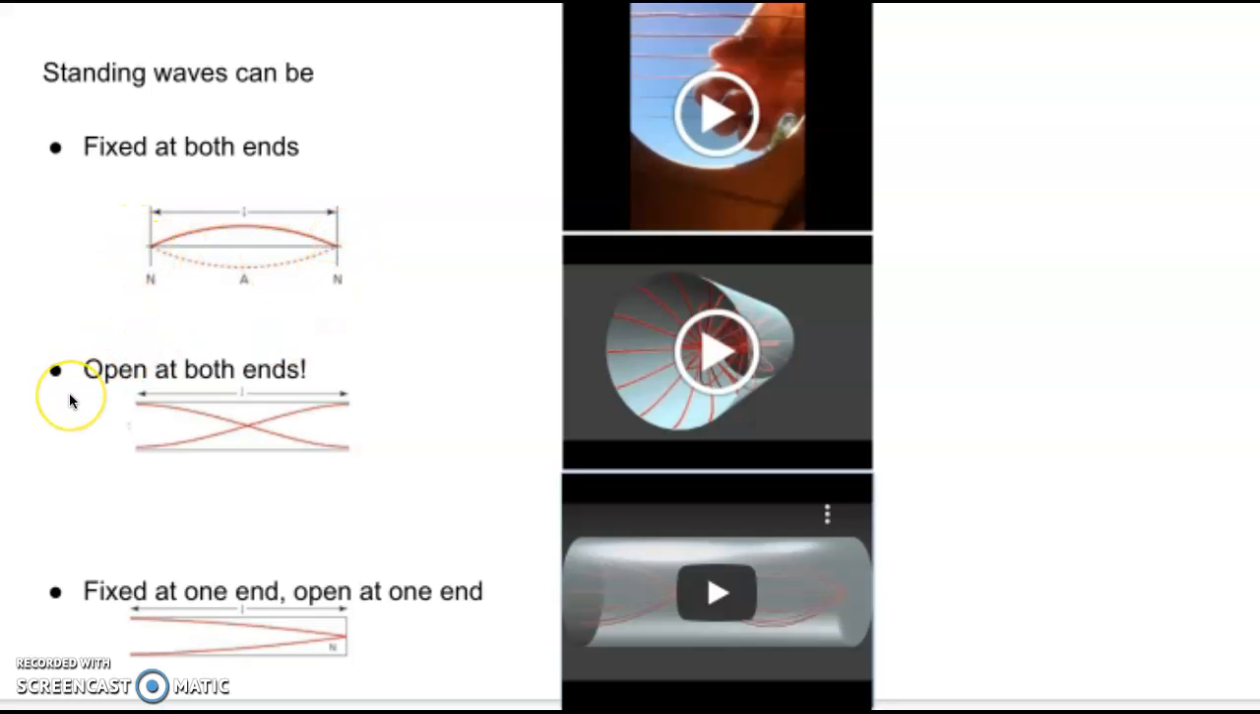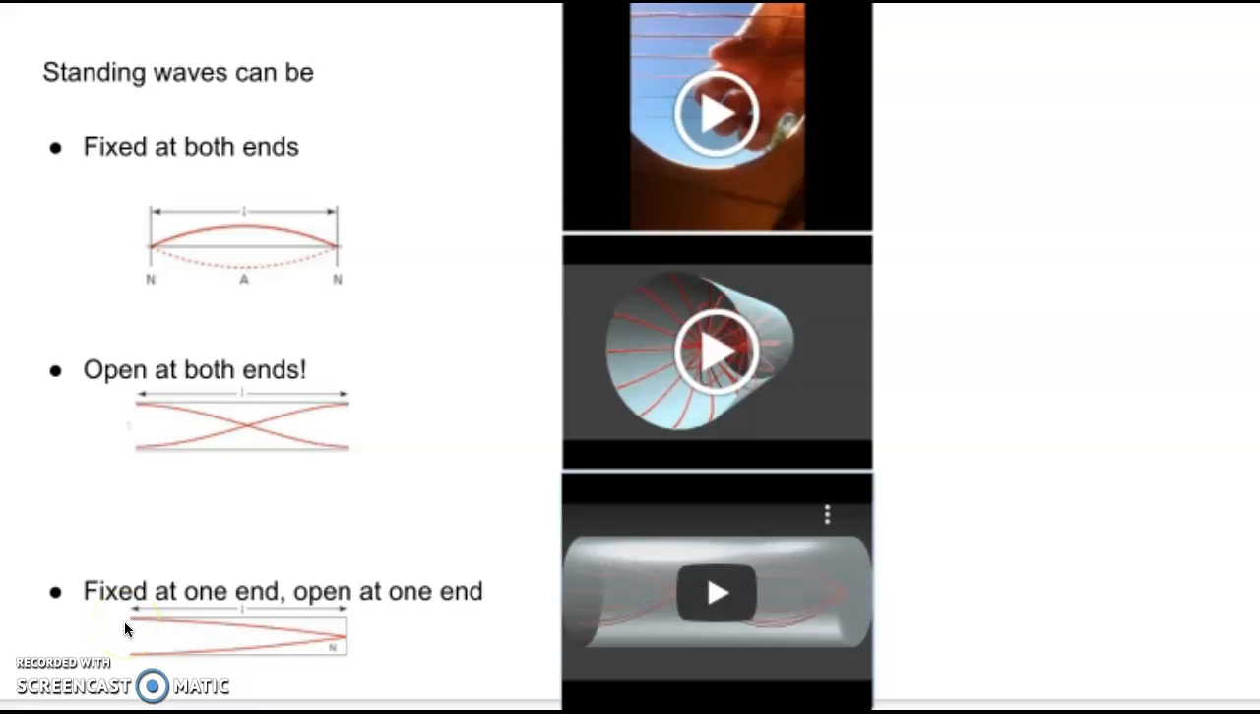The second type would be open at both ends, so this was loose and this was loose. I know it's a bit difficult to get your head around it, but I'll try and find some concrete examples in a minute. And then your third one would be loose at one end, but tied up at the other. So we have a fixed at one end, open at one end situation.